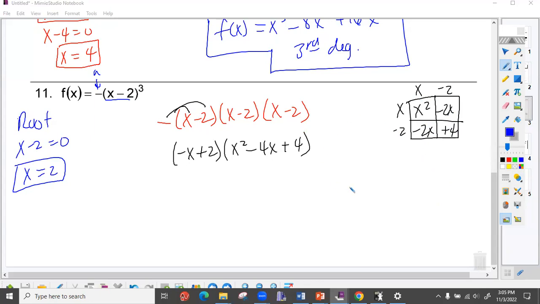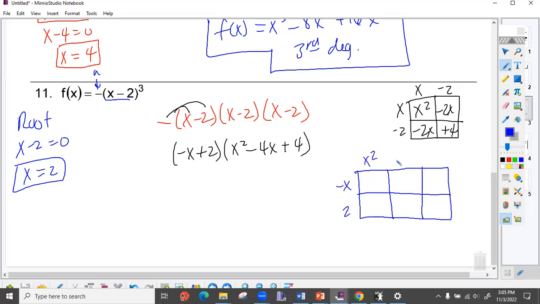All right. So from here, you have to either multi-distribute again or create a bigger box. If you chose to do the box method again, this time you would have a 2 by 3 box, and the reason why is because you have a binomial times a trinomial.